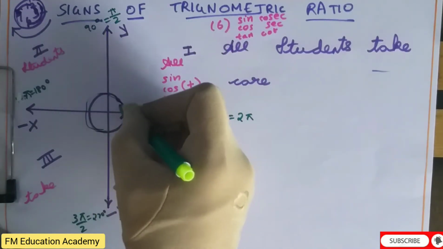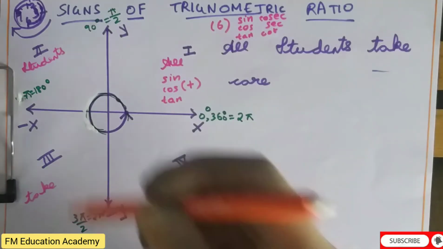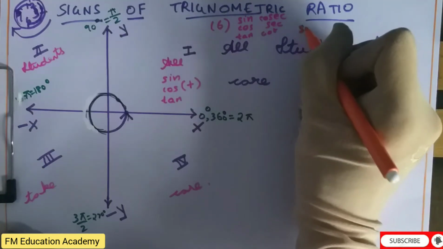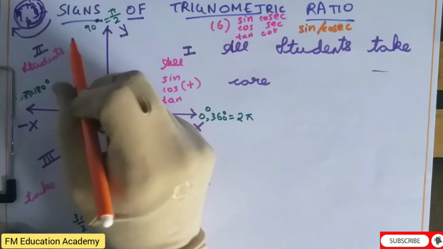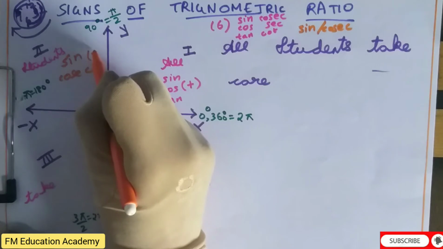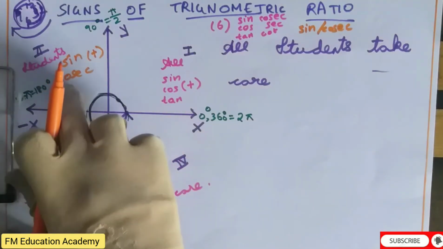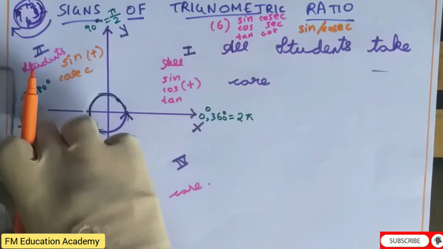So this is a graphical representation of trigonometric ratios. Now, what about the second quadrant? Students is there. In Students, what do we have? We have sine, and the opposite of sine is cosecant. So in this quadrant, only sine and cosecant trigonometric ratios will be positive. The remaining four trigonometric ratios will be negative in the second quadrant, that is between 90 degree and 180 degree, between pi by 2 and pi.